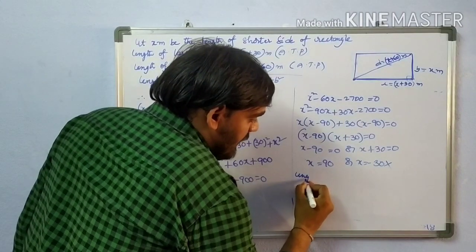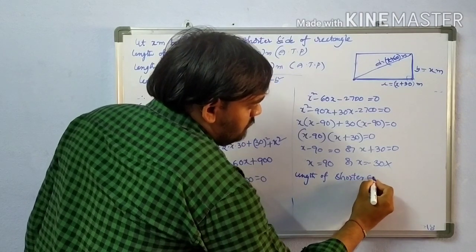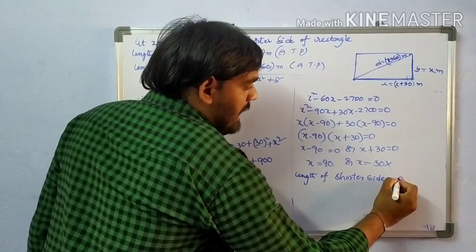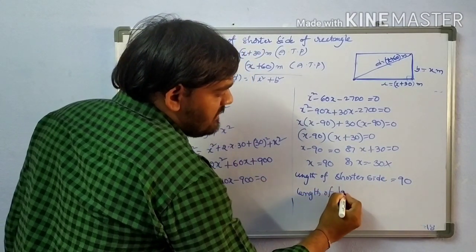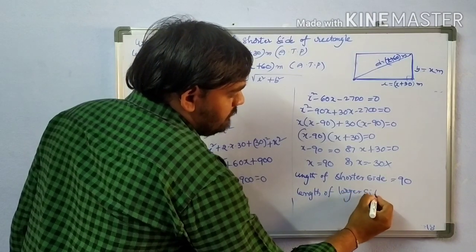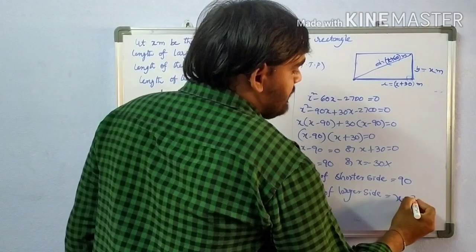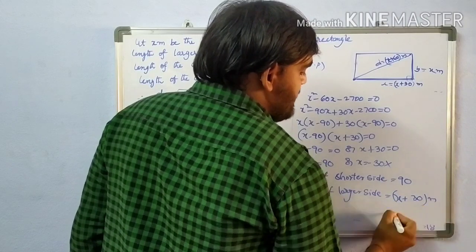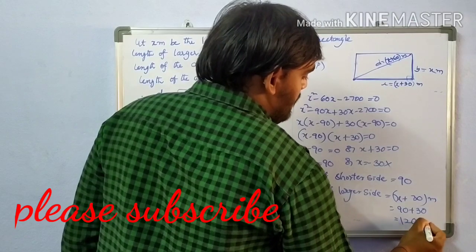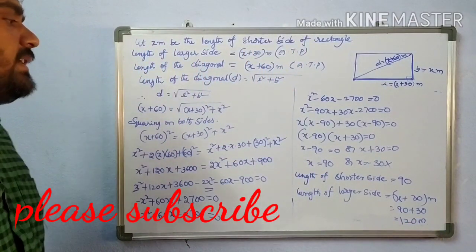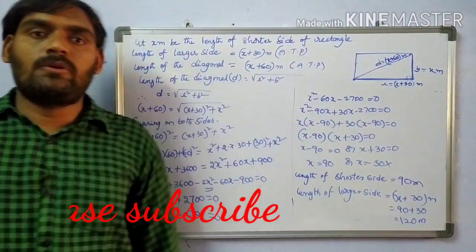So length of the shorter side is equal to 90. Next, length of the larger side is equal to x plus 30 according to the problem. X is here 90, so 90 plus 30 means 120 meters. Therefore, the lengths of the sides are 90 meters and 120 meters. Okay, see once.